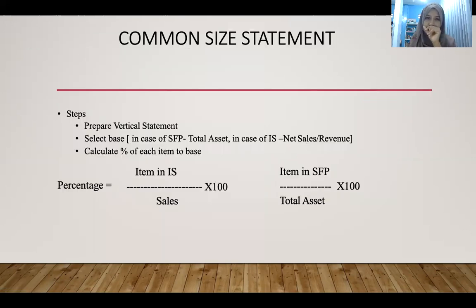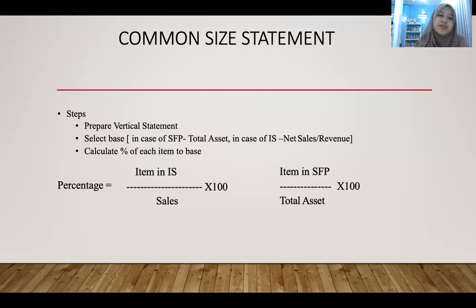So how do we do the vertical analysis or common size analysis? We prepare the common size statement. The first step is we select the base, which for the statement of financial position is total assets, whereas for the income statement it is net sales or revenue. And we calculate the percentage of each item to the base figure.